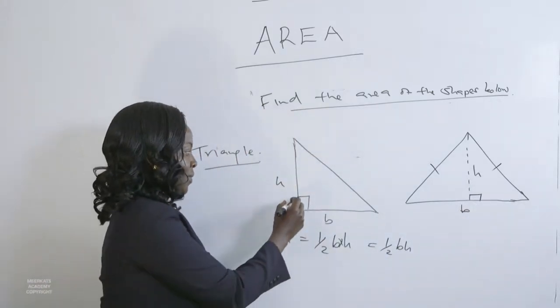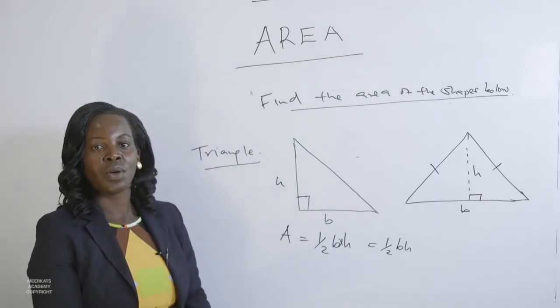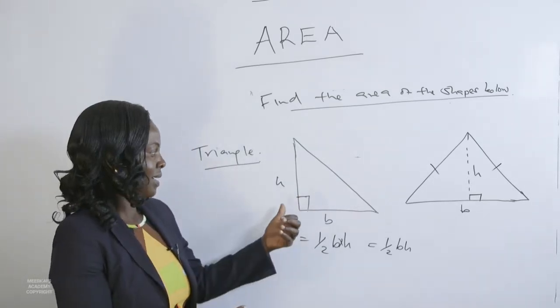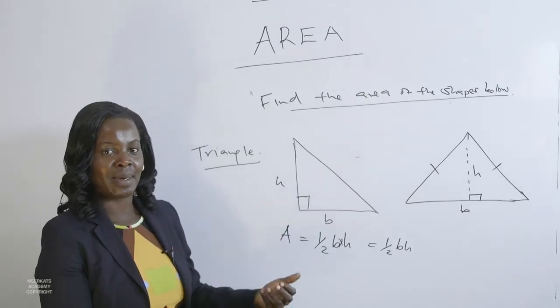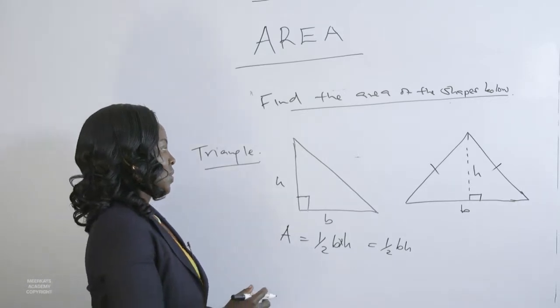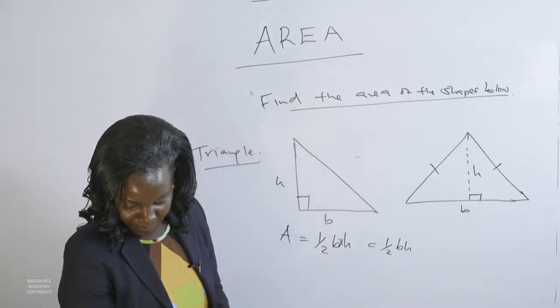So always, a height and a base meet at a right angle. They meet at a right angle. So if you want to know which side is the height and which side is the base, you look at the side where the height and the base meet at a right angle.